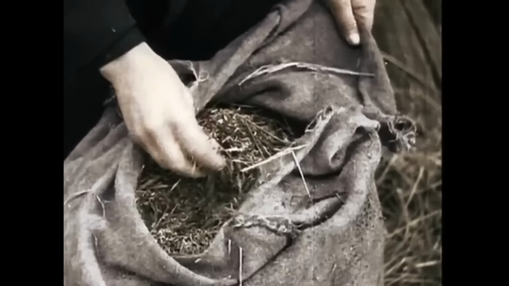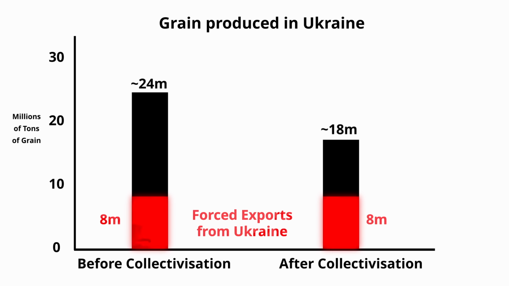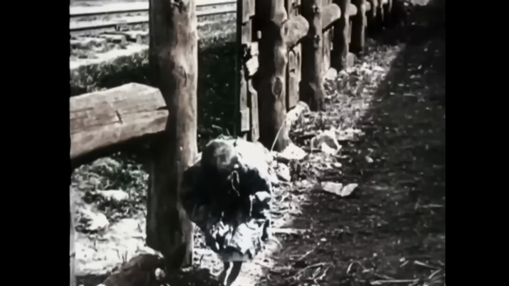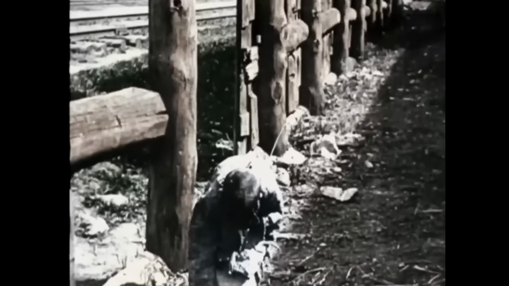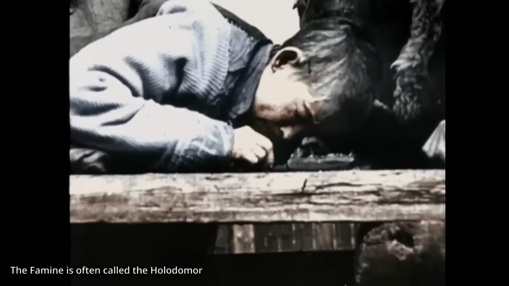That is not what happened. Despite producing a much lower quantity of grain, Ukraine was still forced to export the same amount to the rest of the country, about 8 million tons. That had been manageable when Ukraine was producing 24 million tons, but when that fell to just 18 million, it was catastrophic. It doesn't take a genius to work out what happened next. An enormous famine with up to 5 million deaths.